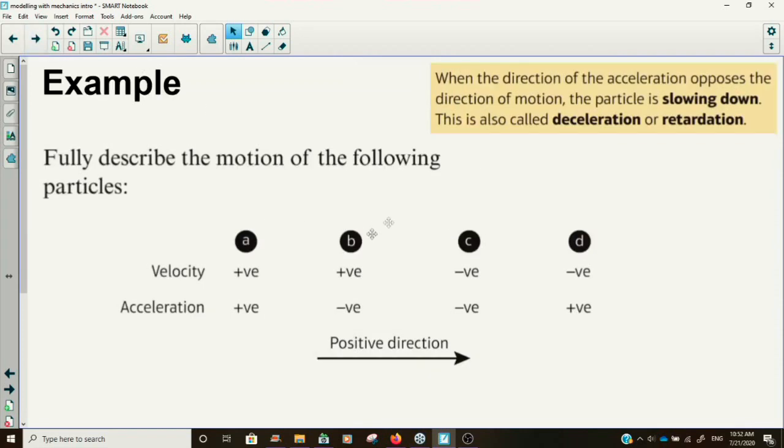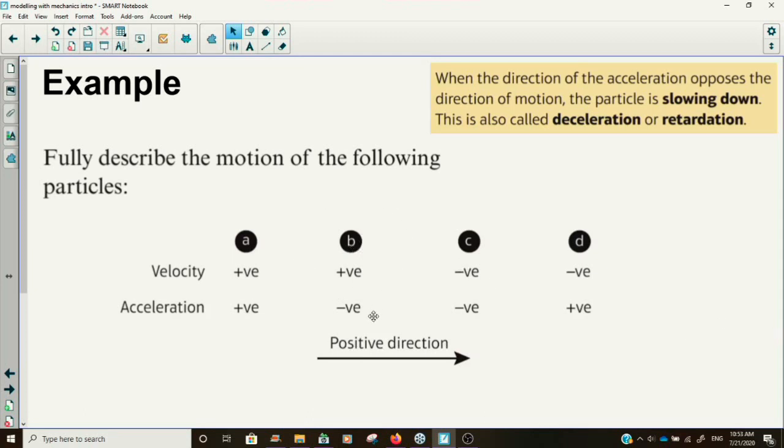Here we have 4 different objects, and we want to describe the motion of each of these objects A, B, C and D. Now again, we've chosen to the right as positive. That's entirely up to you, whichever way you want to choose. But here we've chosen to the right. And for object A, we have a positive velocity and a positive acceleration. So the particle or object is traveling to the right and it's accelerating, so it's going to get faster and faster to the right.